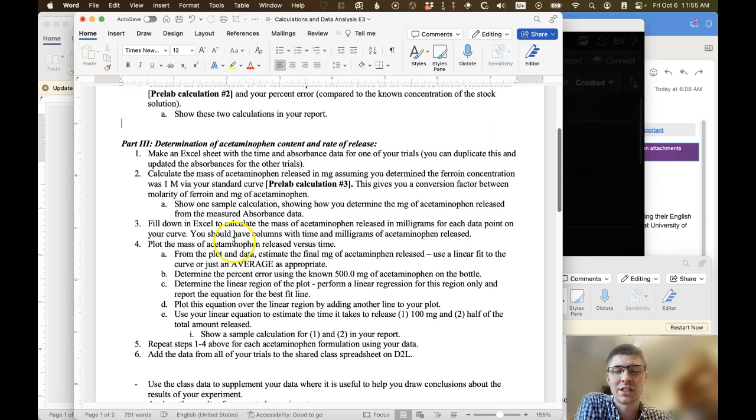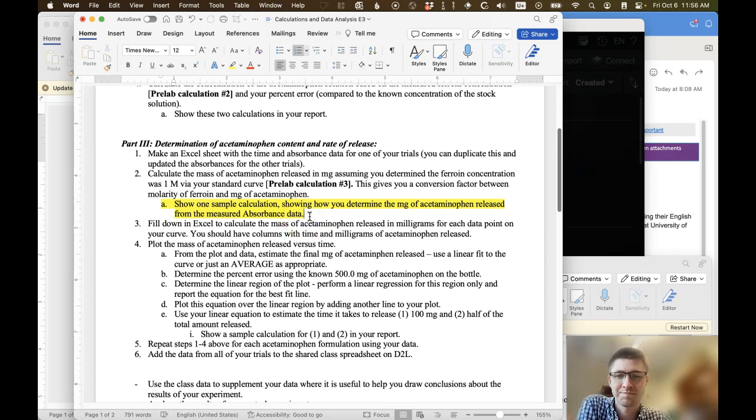Okay, a lot of calculations in here, right? But what you finally get out of part 3 are your final graphs. Here's what's going on with the acetaminophen content and rate of release. You can explain to the reader exactly how you're able to calculate acetaminophen from the given absorbance versus time data. So you can give the reader that overview of, okay, from the measured absorbance, here's how you go through and determine the milligrams of acetaminophen released.